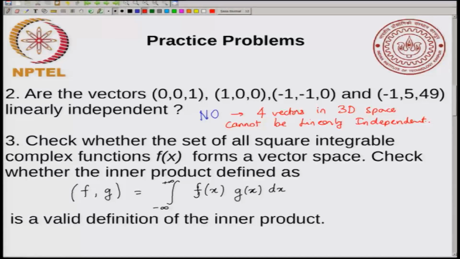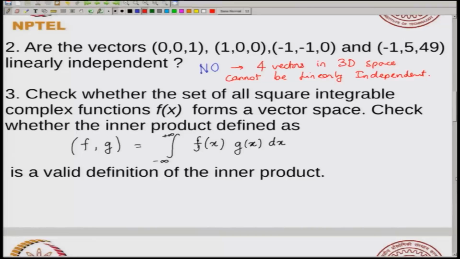Now, the next question has to do with vector spaces and inner product spaces. So, there are 2 parts. First, you have to check whether the set of all square integrable complex functions f of x forms a vector space. I will just put a star in this definition. Actually this is not a real vector space, this is what is called a complex vector space, but we will just check whether these axioms are satisfied.